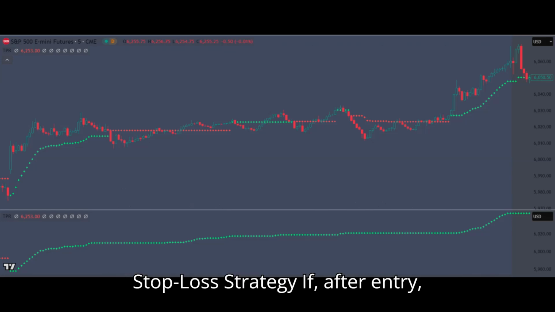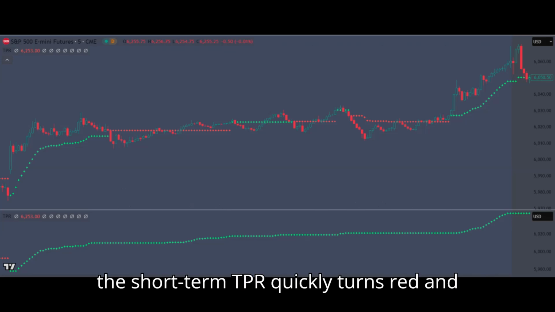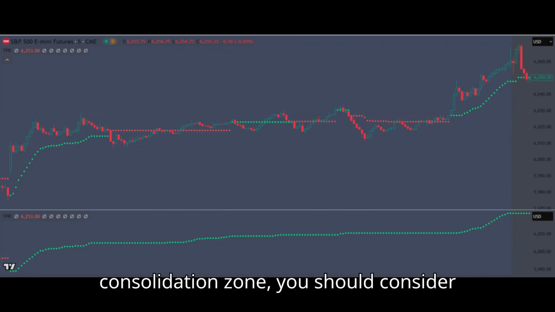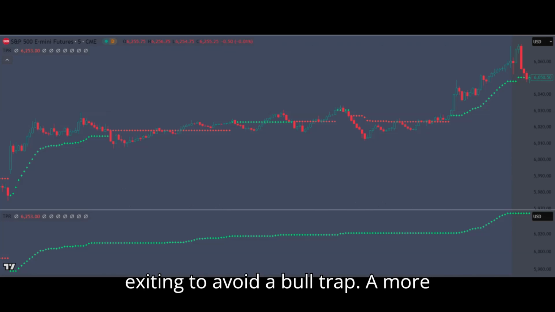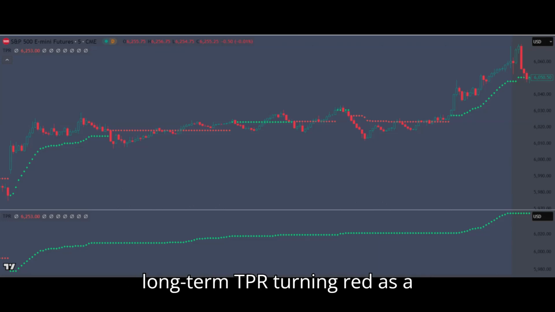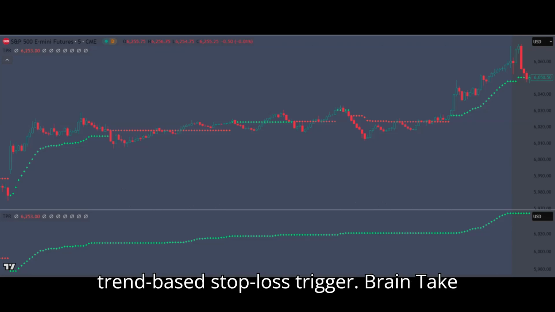No entry sign: stop-loss strategy. If, after entry, the short-term TPR quickly turns red and price falls back below the previous consolidation zone, you should consider exiting to avoid a bull trap. A more conservative approach is to use the long-term TPR turning red as a trend-based stop-loss trigger.